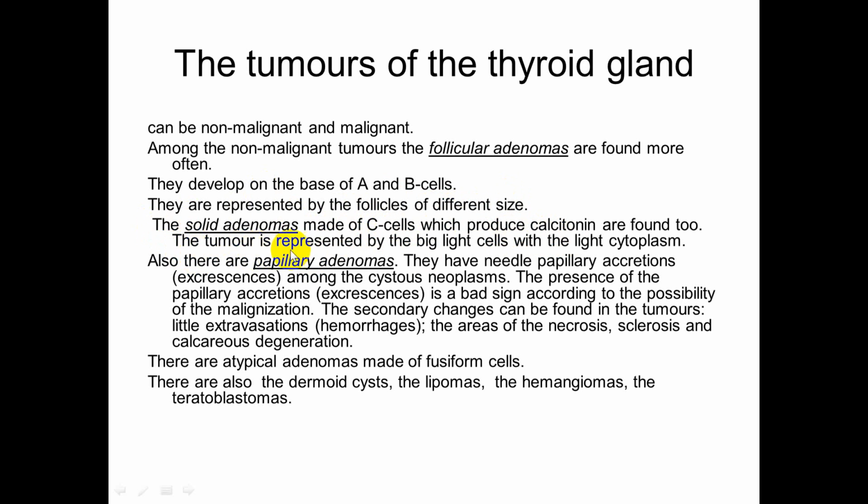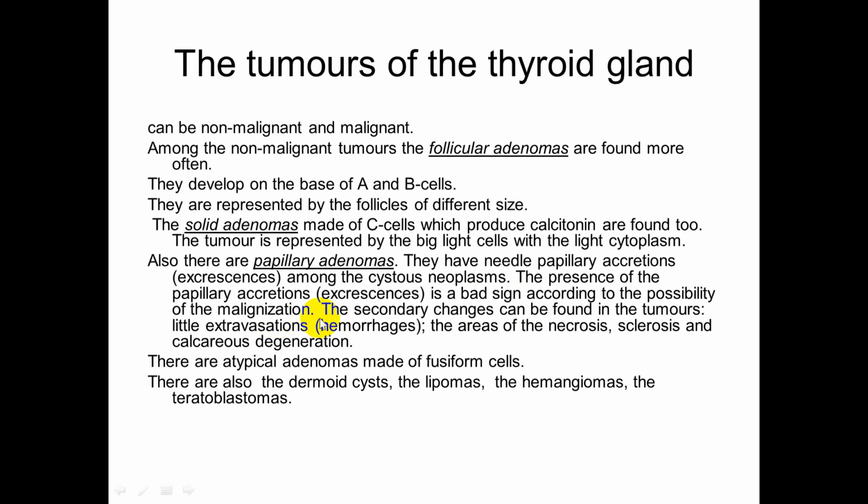The tumor is represented by big light cells with light cytoplasm. Also, there are papillary adenomas. They have needle-like papillary accretion extending among the cystose neoplasm. The presence of the papillary accretion is a bad sign according to the possibility of malignization.